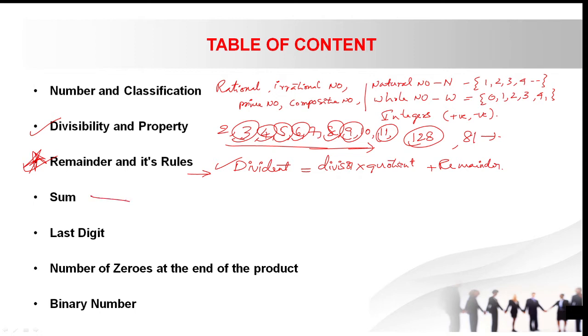And the problems related to sums, like the sum of the first n natural numbers, or the sum of the squares of n natural numbers, or the sum of the cubes of n natural numbers. We are going to discuss these types of questions also in this topic. And finding the last digit is one of the most important topics which we are going to discuss in the number system. I'll give you one example for that.